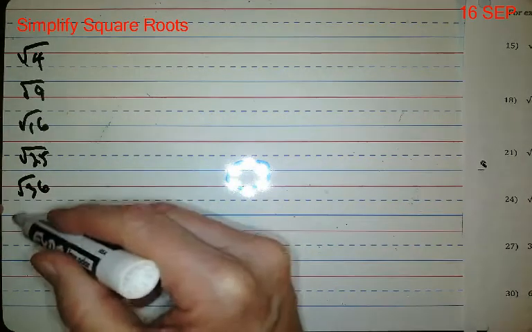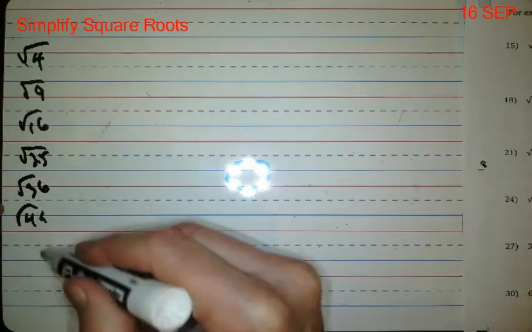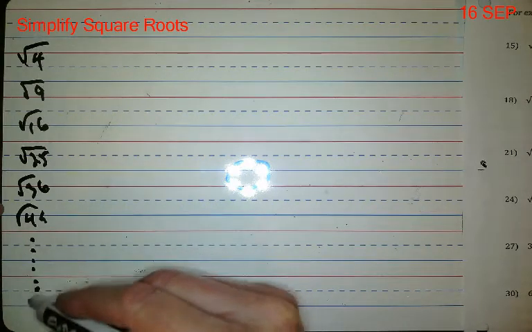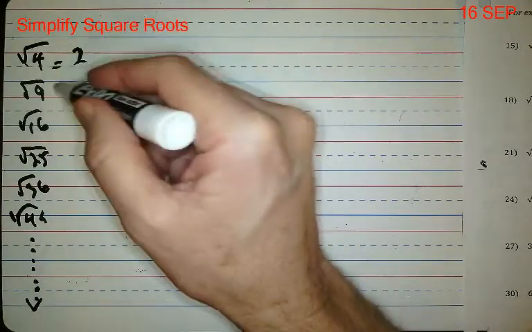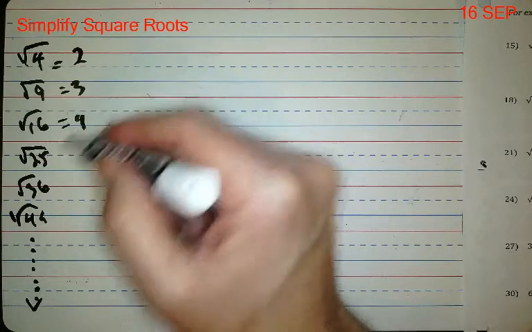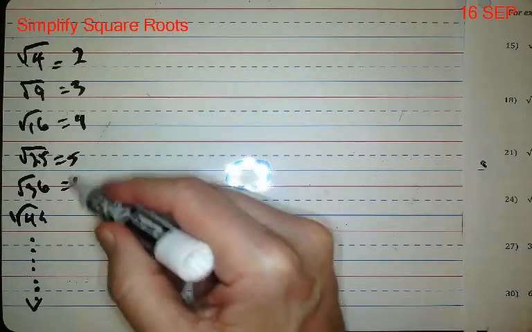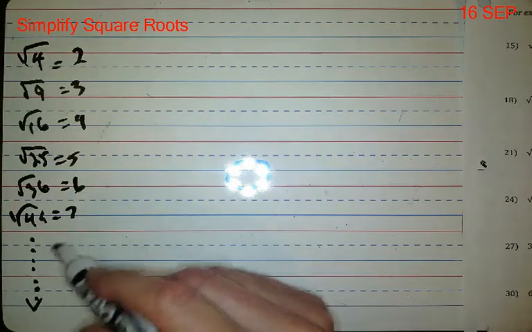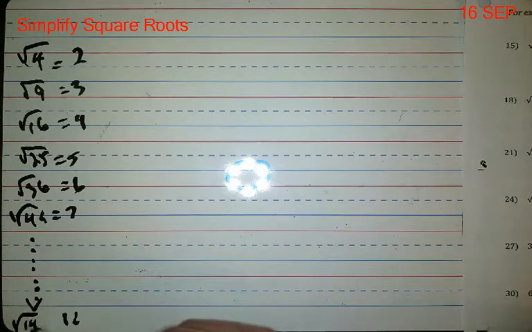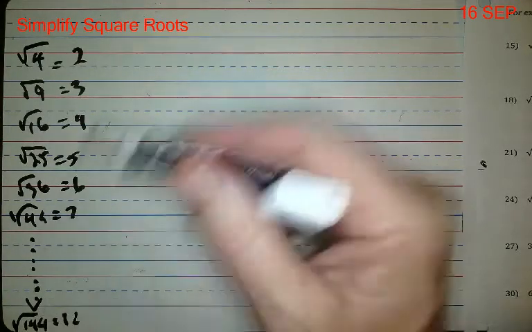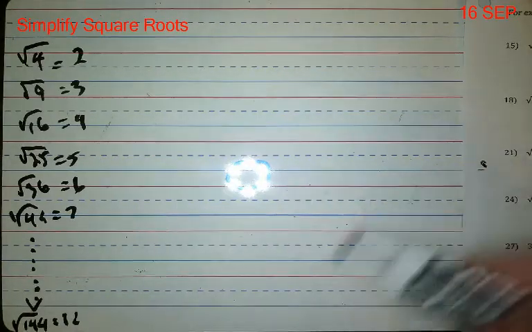25, 36, 49, and they go on and on and on forever. So this one's 2, this one's 3, this one's 4, 6, 7, and you know 8, 9, 10, 11, 12. Well, they all have it. 12's 144. Here, we'll do 144. We know all these. They keep going after 144 as well.